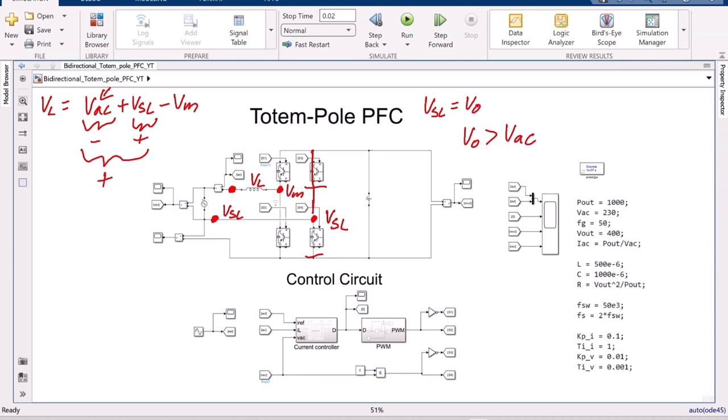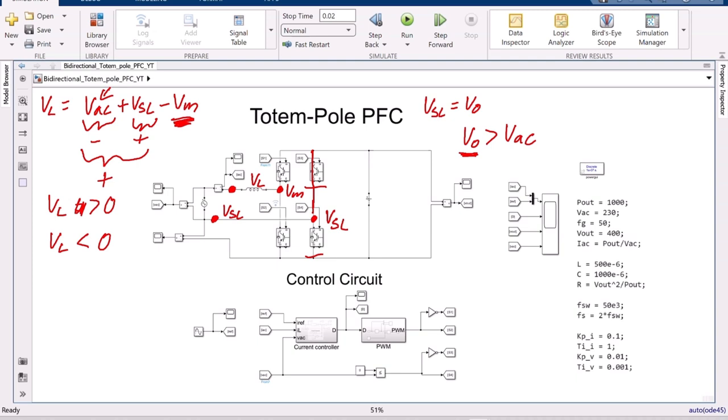So this also becomes positive. And now VM could be either 0 or VO. So when it's 0, VL is larger than 0, while when it's VO, then VL is less than 0, because VO is a large number. So that is why we switch with the voltage.